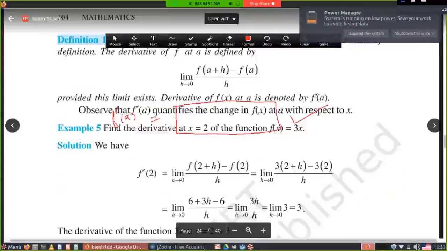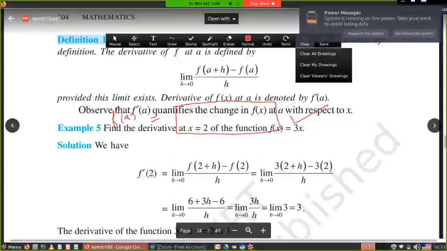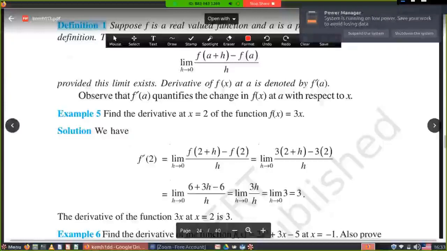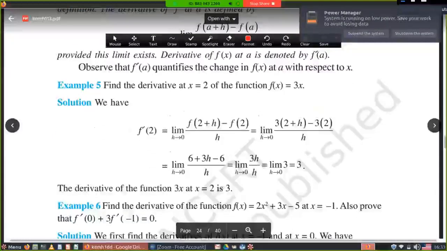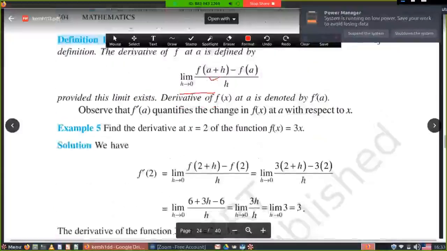Now here is the question, example number 5. In example number 5, find the derivative of the function 3x at x is equal to 2. It means a is equal to 2 in the formula. Now the formula for x is equal to 2 becomes like this: f dash 2 will be equal to the limit as h tends to 0 of f of a plus h, which becomes f of 2 plus h, minus f of a, which becomes f of 2, upon h. Now our target is to put in the values. f(x) is equal to 3x. If you want f of 2 plus h, it means x is replaced by 2 plus h.